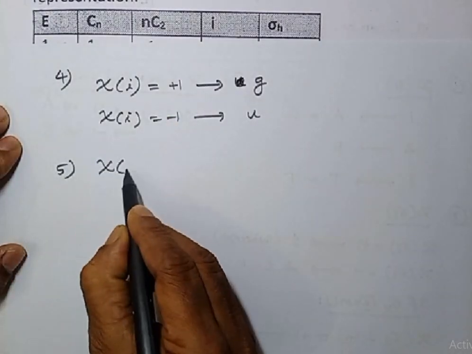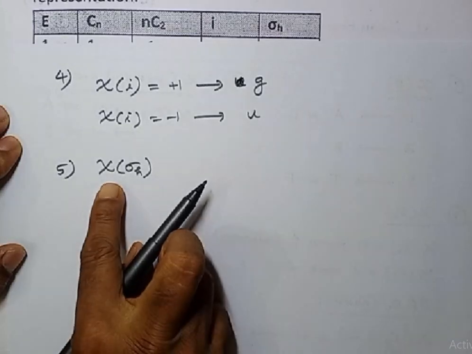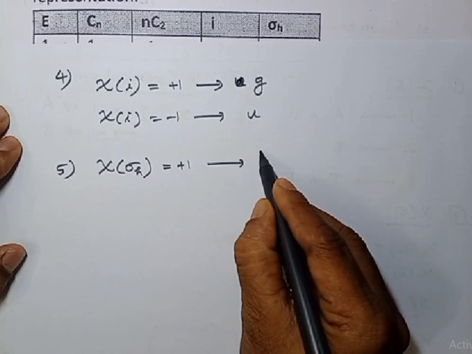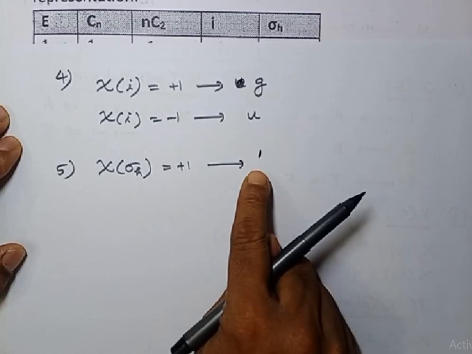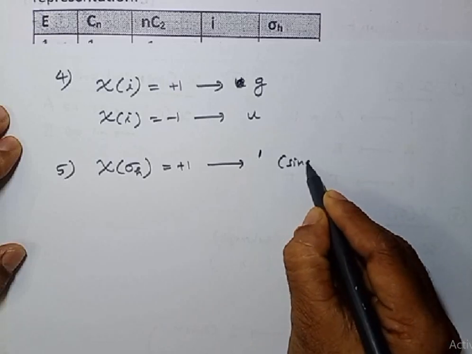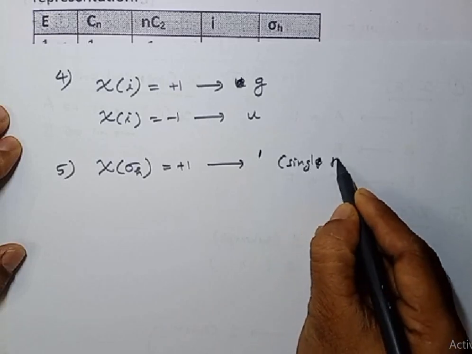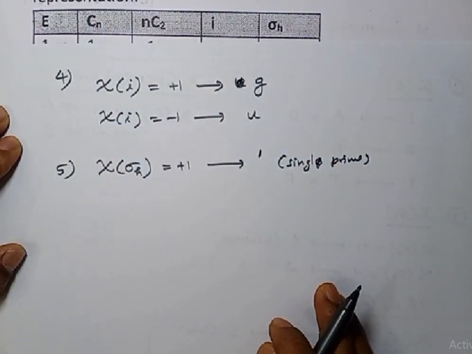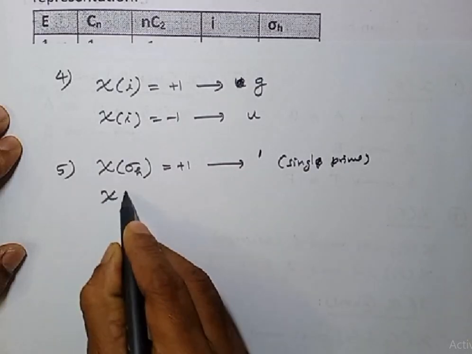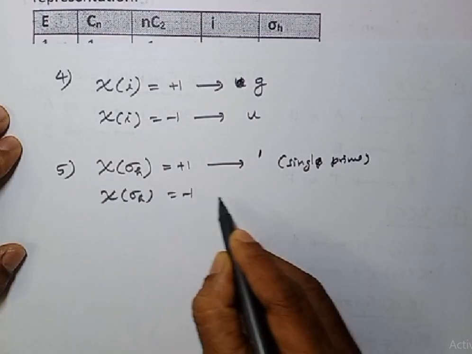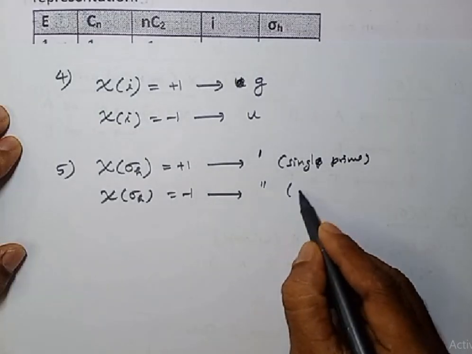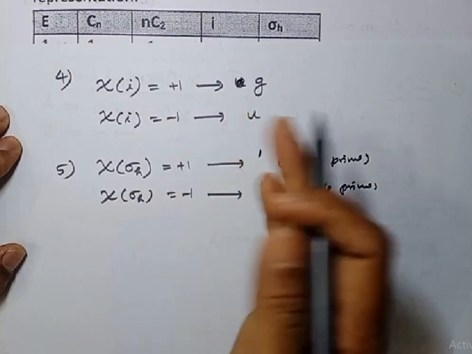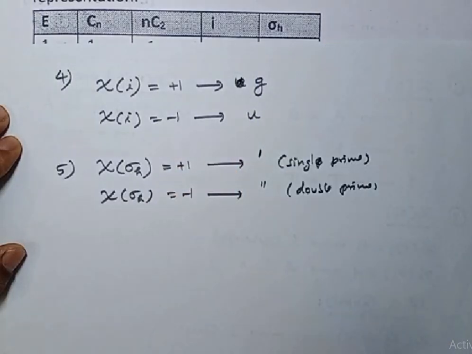Then rule number 5. If you have a horizontal plane, see the character of the horizontal plane. If it is +1, then you should give a single prime symbol in the right hand side superscript. If the character of the horizontal plane is -1, then you give a double prime symbol in the right hand side superscript.